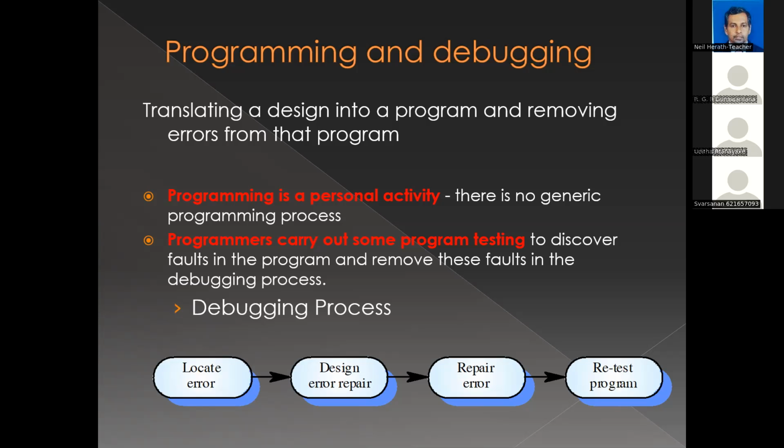Therefore, programmers must carry out some program testing to discover the faults in the program and remove these faults in the debugging process. So when you finish your programming part, say if you are working in a software company, as the developer, you will be doing the programming part, and then give your software solution to the quality assurance team to test. But before that, you must test as much as possible to see that your program works.